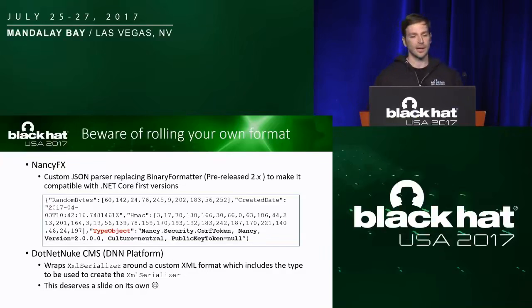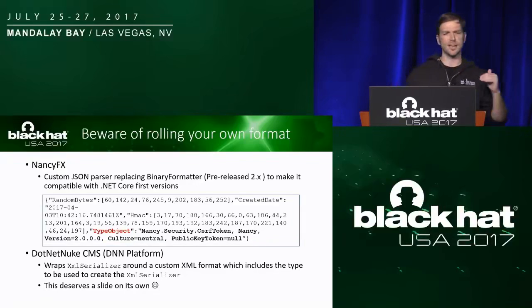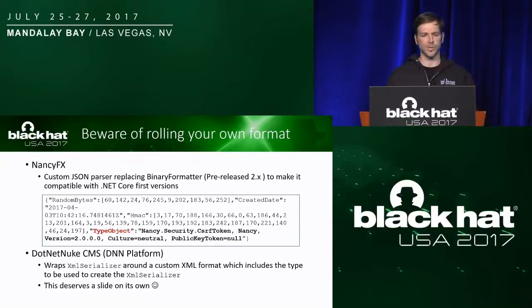And then we also found one of the most popular CMSs for the .NET world, called DotNetNuke, DNN, which uses XmlSerializer to deserialize untrusted data. In this case, for example, the value in a request cookie. They wanted to use XmlSerializer with arbitrary types, so in order to do that, they created this wrapper around XmlSerializer. They send the type that is going to be the expected type, and then the payload for the XmlSerializer.